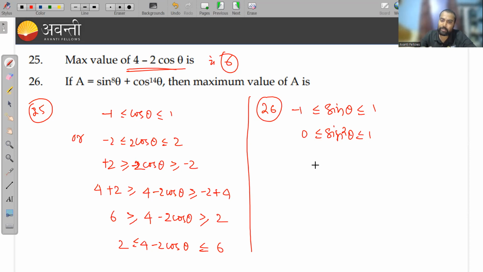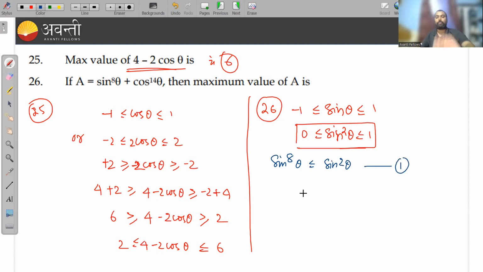So sin square theta will be greater than or equal to 0 and less than or equal to 1. Simply, we can easily see from this inequality that sin to the power 8 theta will be less than or equal to sin square theta. So this is my inequation 1. Okay, let's move to the second thing also.